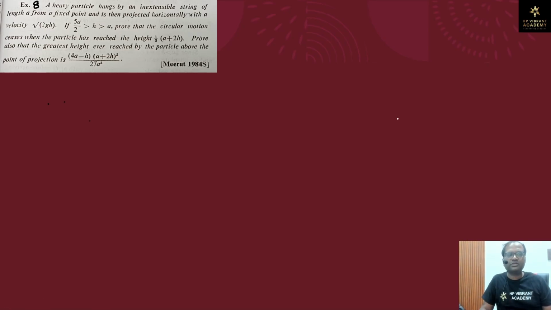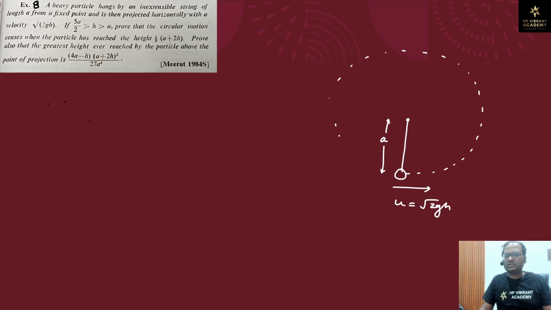So what is given in the question is that a heavy particle hangs by an inextensible string of length A. There is a heavy particle hanging from a fixed point by a light inextensible string. So the length of the string is A, and it is then projected horizontally with a velocity u equal to root under 2gh. So it will carry out a circular motion like this.